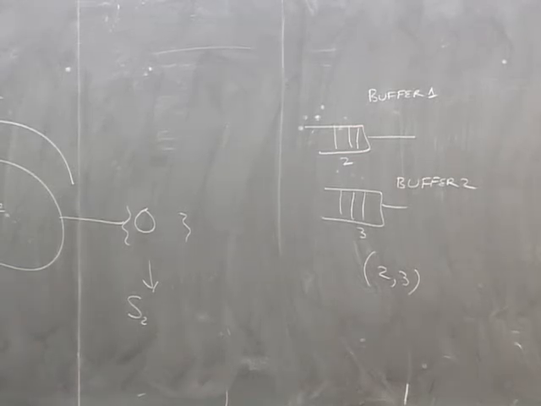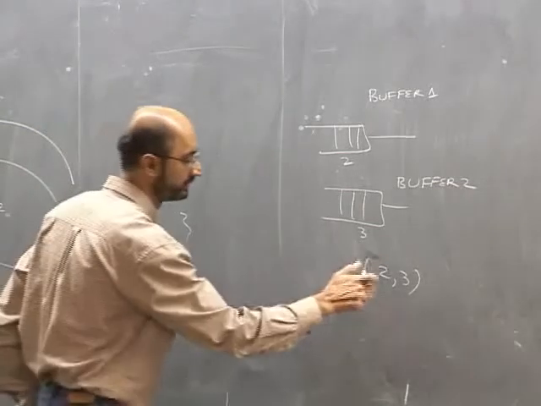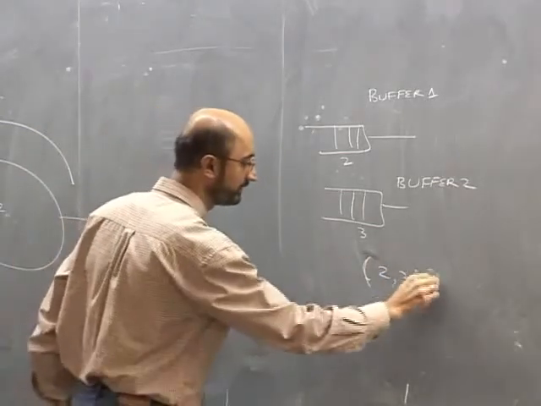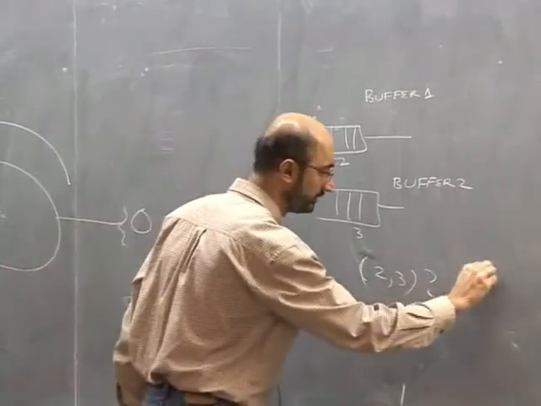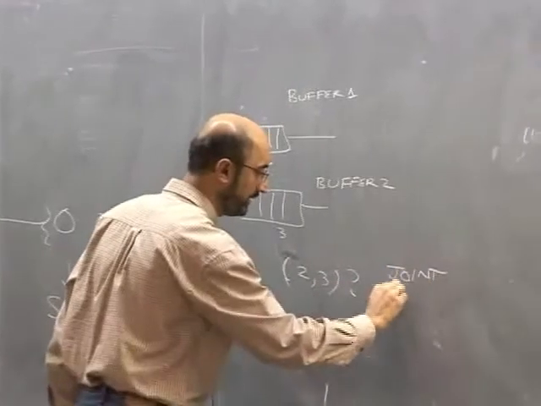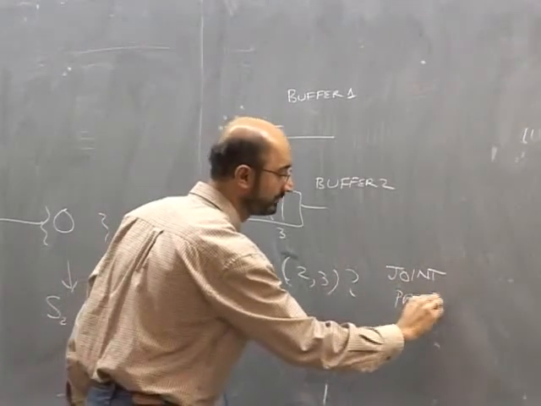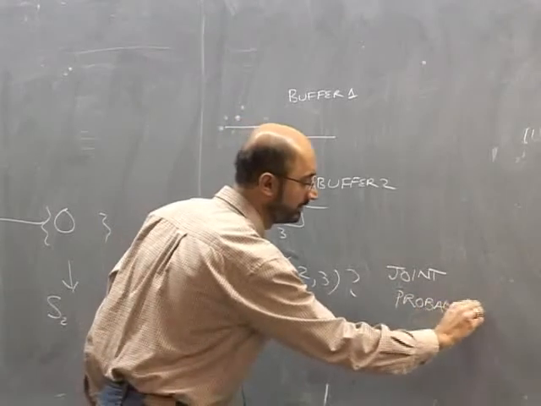Okay, so obviously we're interested in things like what is the probability of this particular joint outcome, 2, 3. Okay, what is the probability of this joint outcome? We call that the joint probability, and I'll discuss that further on Friday.